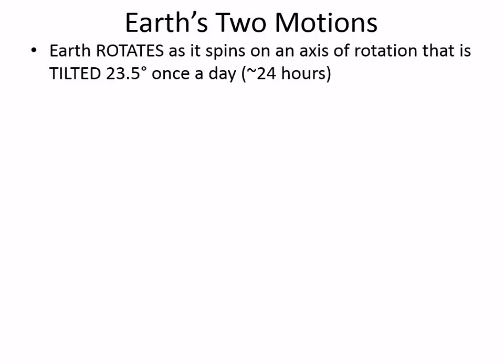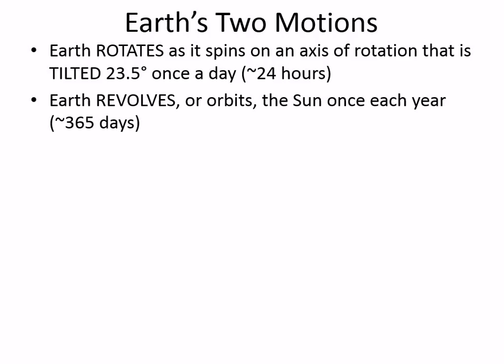So the Earth spins once on its axis every 24 hours. The Earth orbits the sun, and we call that revolution. Rotation is it spinning on its tilted axis of rotation. Revolution is it orbiting the sun.